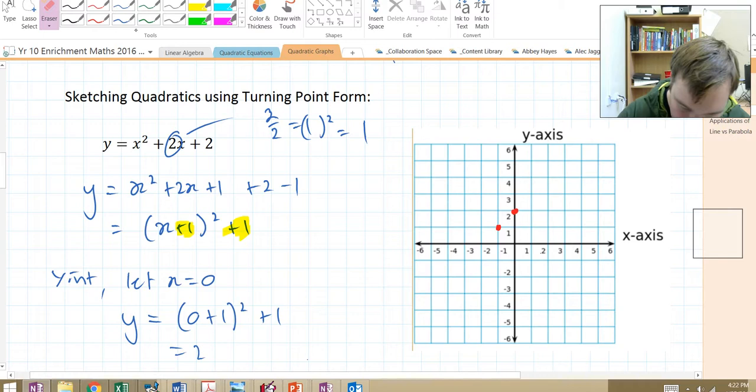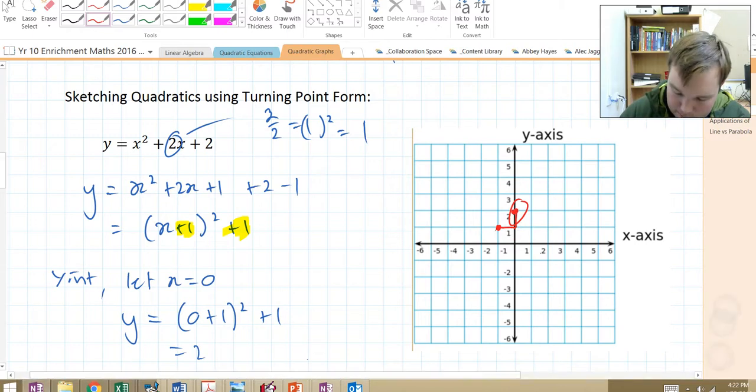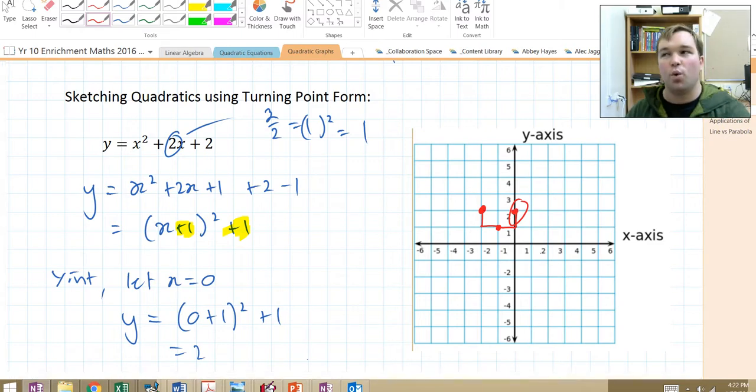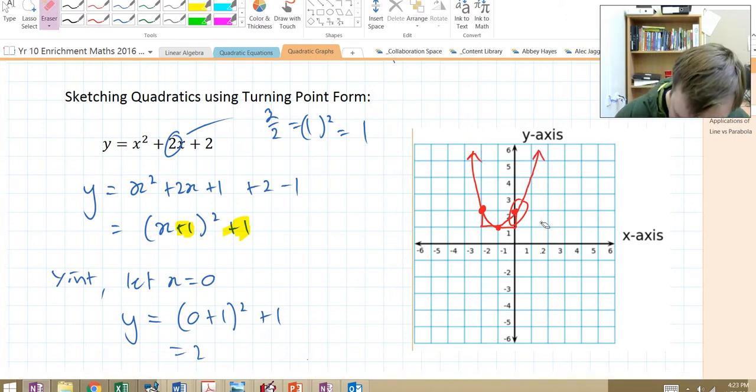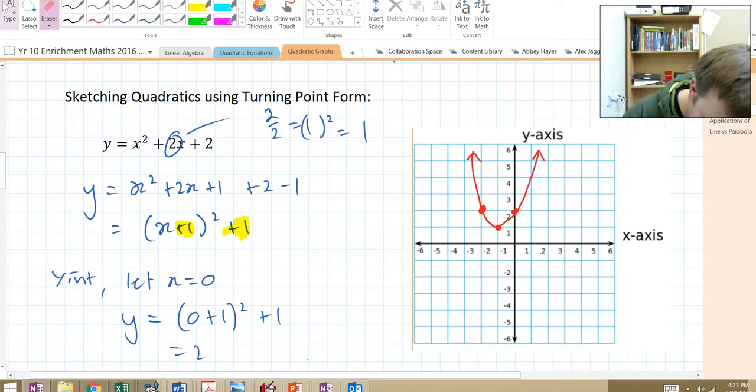I'll see if I can do a better one. And the way you can do a better one is note how this here is 1 across, 1 up from the turning point. It means if you go 1 across, 1 up, there'll be an equal point there. So it's symmetrical around that turning point. And if you know the y-intercept, you also know another point on the graph over the other side. So a better quadratic graph would be like that. Of course, without all these messy bits here. Pretty happy with that one.